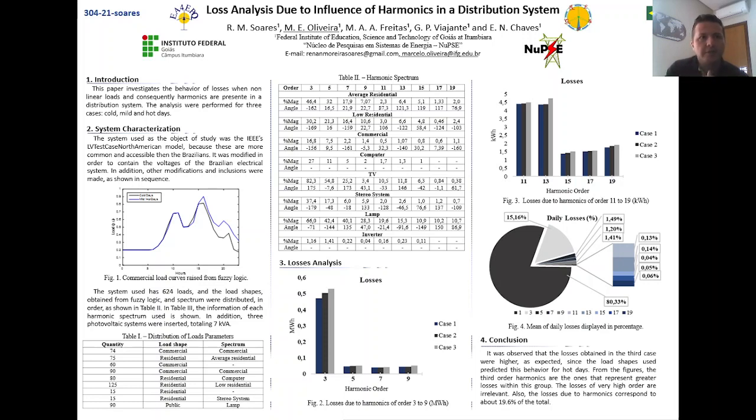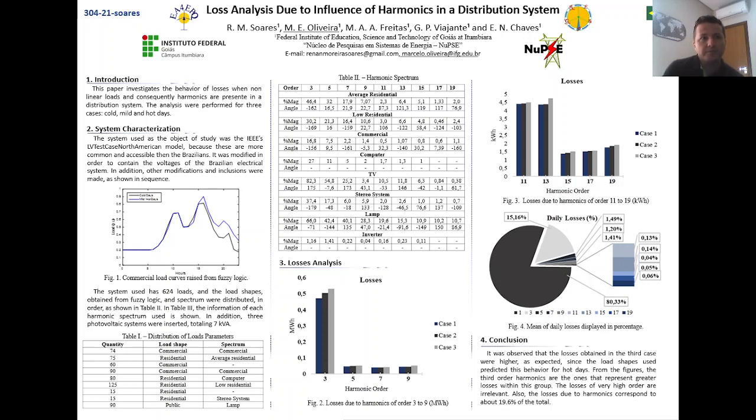For this analysis, it was also necessary to collect data of harmonic spectrum for the different loads, as we can see here in table 2, that may be present in the Brazilian distribution system. This table presents the magnitude and the angle of each equipment. This is maybe the most difficult part of the data to obtain.